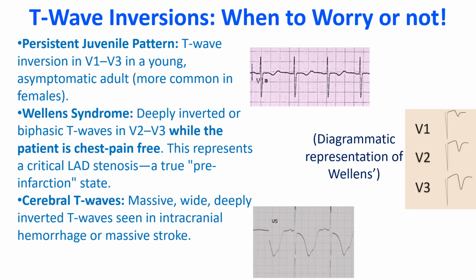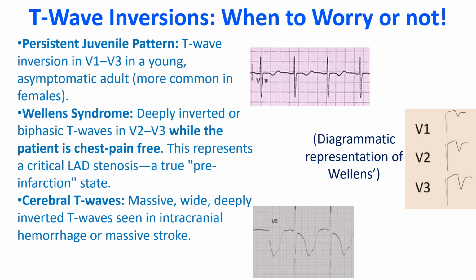T-wave inversions are quite common. When to worry or not to worry? Persistent juvenile pattern, that is T inversion in V1 to V3 in a young asymptomatic adult, more common in females, is a normal variant. But on the other hand, Wellens syndrome, deeply inverted or biphasic T in V2, V3 when the patient is free of chest pain, not during chest pain, represents a critical LAD stenosis, a true pre-infarction state that has to be recognized, and early invasive management is suggested.